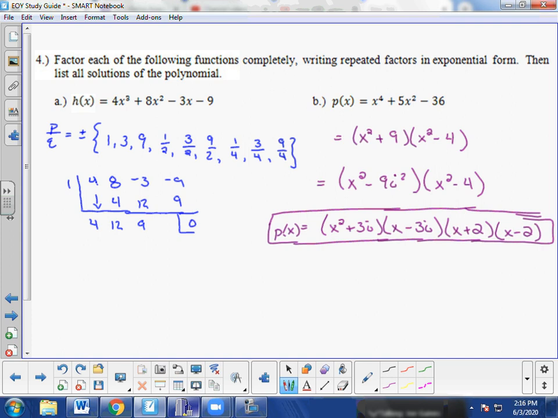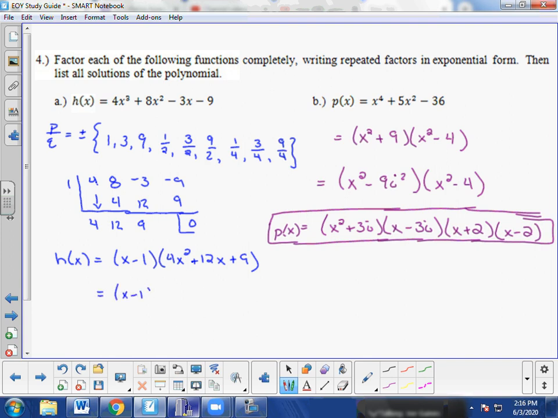So what I know is h of x can actually be factored here into x minus 1, and this polynomial that would be the result of dividing by x minus 1, which is 4x squared plus 12x plus 9. So now what that does is it breaks this 4-termed polynomial down into a 3-term polynomial that we might be able to factor.